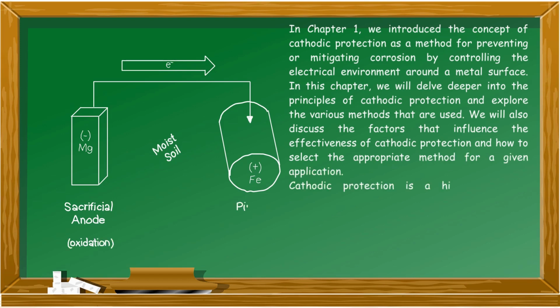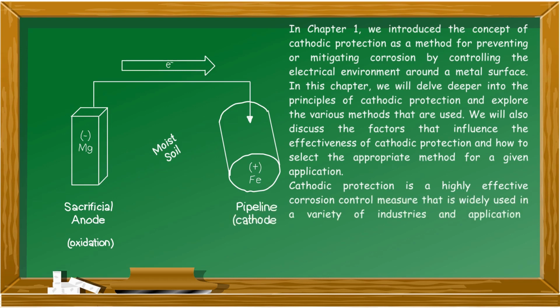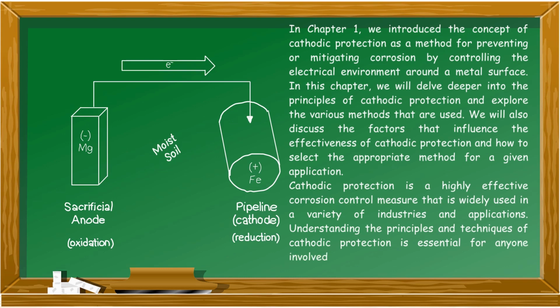Cathodic protection is a highly effective corrosion control measure that is widely used in a variety of industries and applications. Understanding the principles and techniques of cathodic protection is essential for anyone involved in the design, installation, or maintenance of cathodic protection systems.